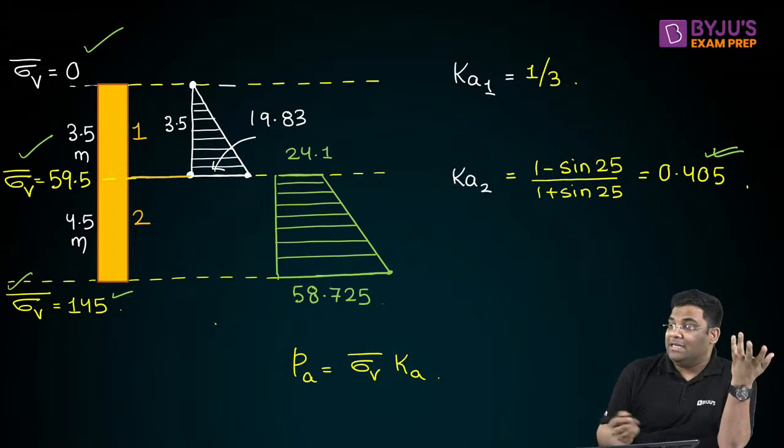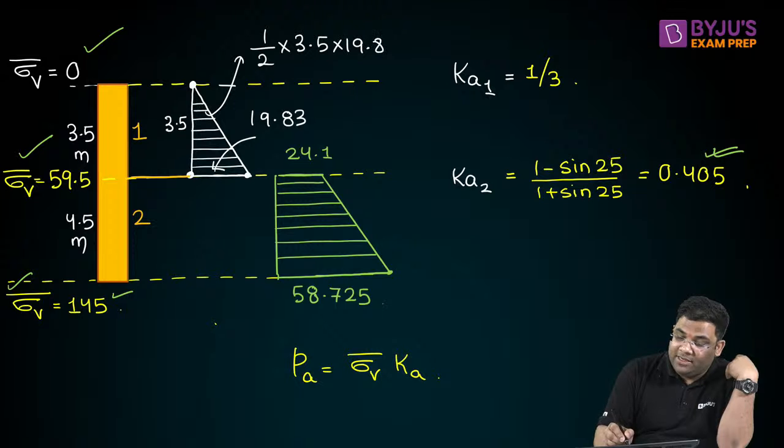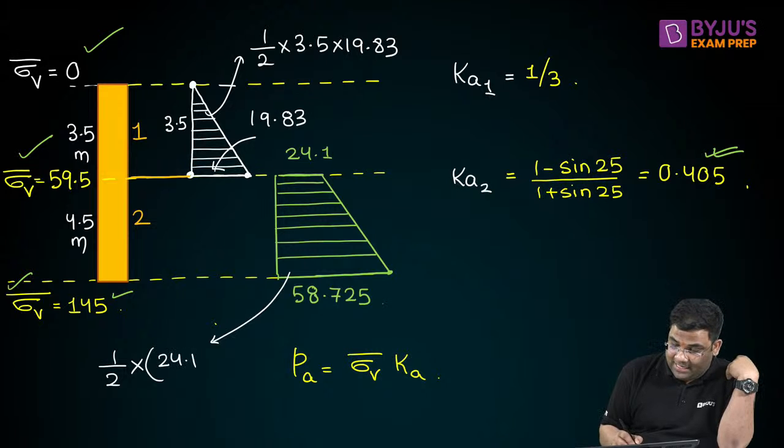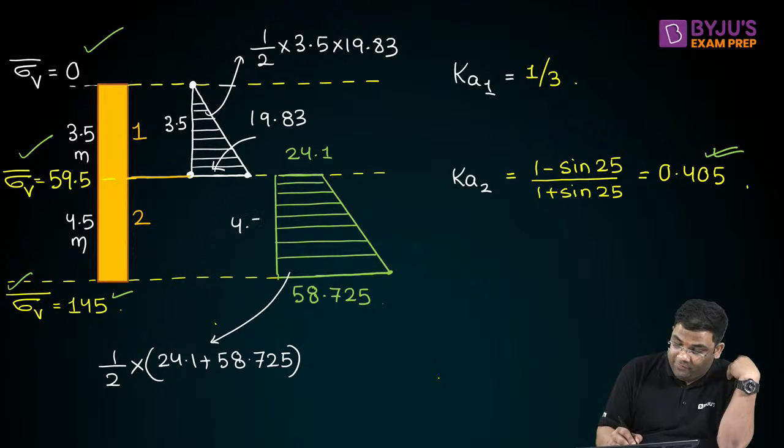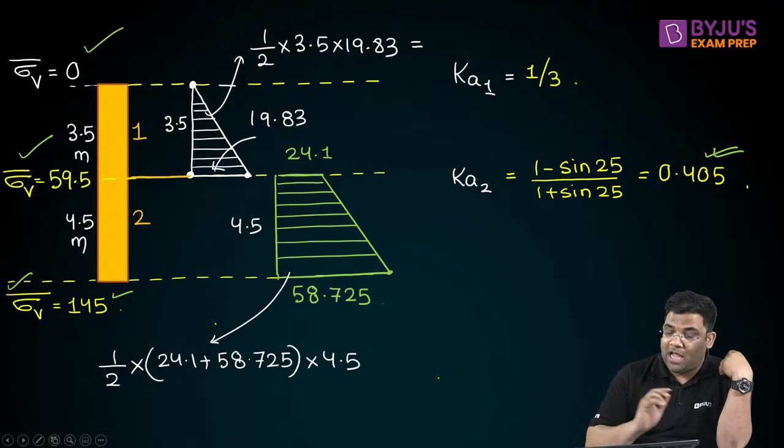Just take these two areas. So this area will be how much? Half base into height, because it is a triangle. Now this is a trapezoid, so the area will be half the sum of the parallel sides into the height. Height is 4.5, so into 4.5. So first one, how much value are you getting?